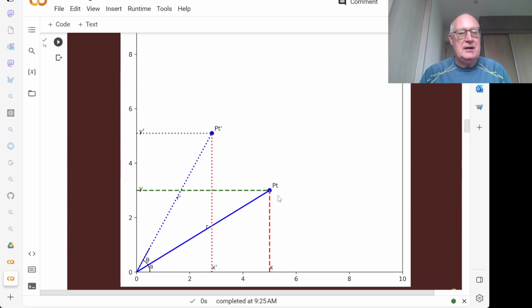If we look at the figure here, I've sort of given away part of the solution because I already drew in these blue lines. Now the blue lines, R and R dash, hint at the polar coordinates of the point PT and PT dash.